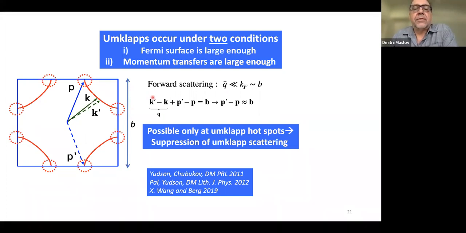We need to make sure that the mismatch between the initial and final momenta, which I now wrote in a little different way, but it's the same, k prime plus k prime minus k and k equal to B. But the momentum transfer in each collision act, let's say between k and k prime, is equal to q, and q is very small. And so if I neglect q in here, that means that the first term vanishes. And that means that the difference between momentum p prime and p has to be close to the reciprocal lattice vector. This can be satisfied, but only at special points, which are umklapp special points shown by these dotted lines. And therefore, one would expect a suppression of umklapp scattering.